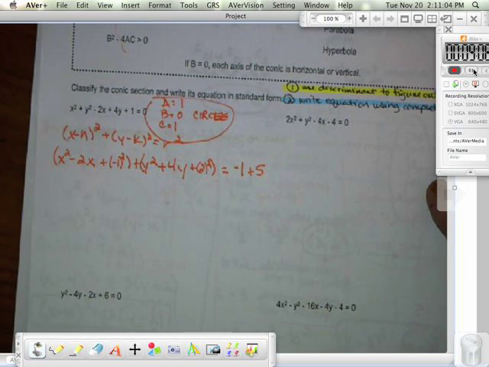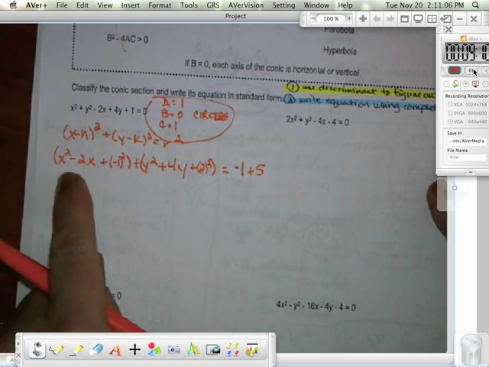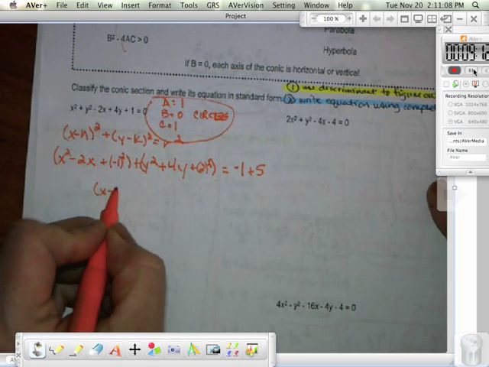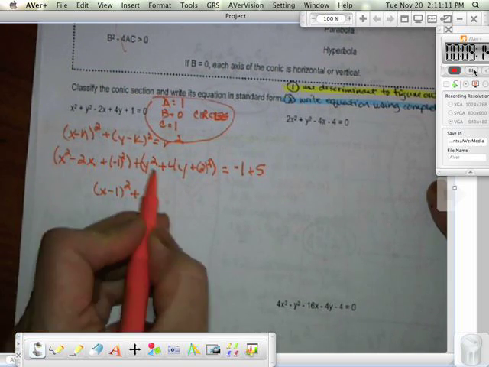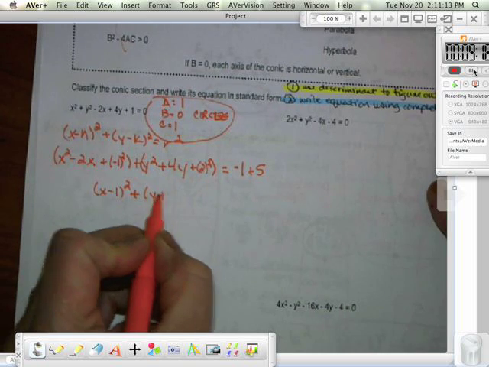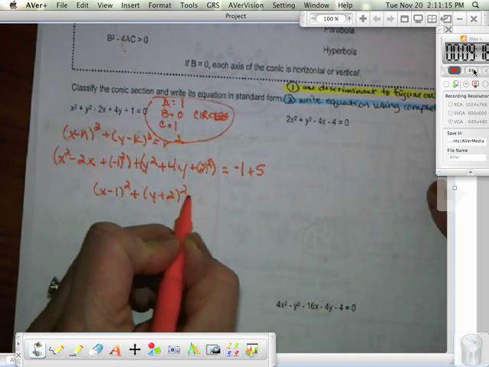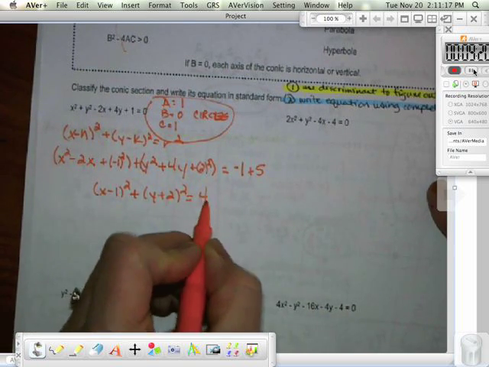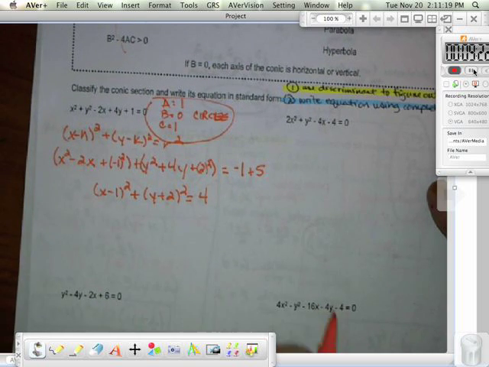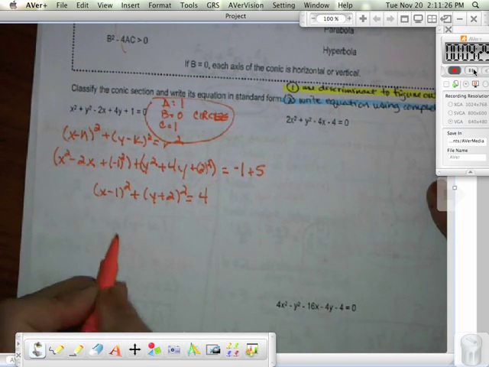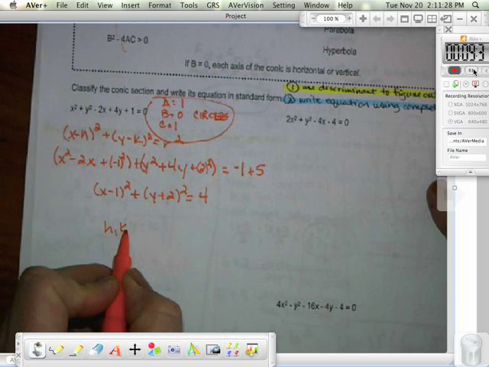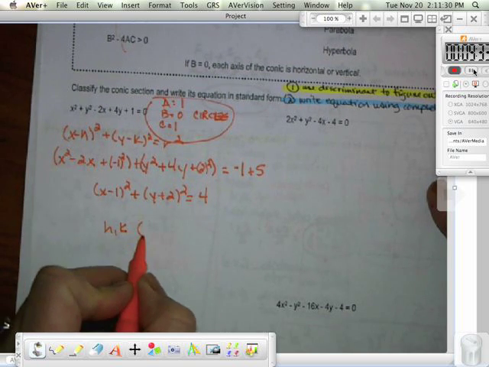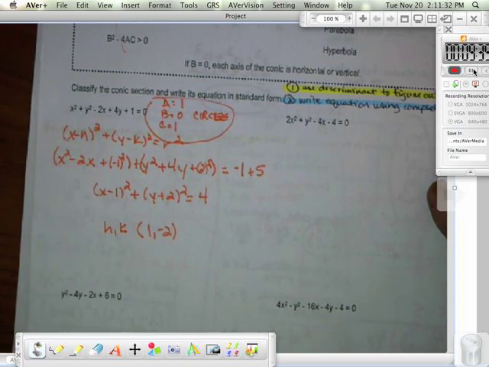All right, let's rewrite it to make it look a little pretty. This we can write as x minus 1 squared. This we can write as y plus 2 squared equals 4. Look at that. It's the standard form of a circle. And we can tell just by looking at it that h and k, not that we need to know that, but h and k are 1, negative 2. Pretty nifty, don't you think?